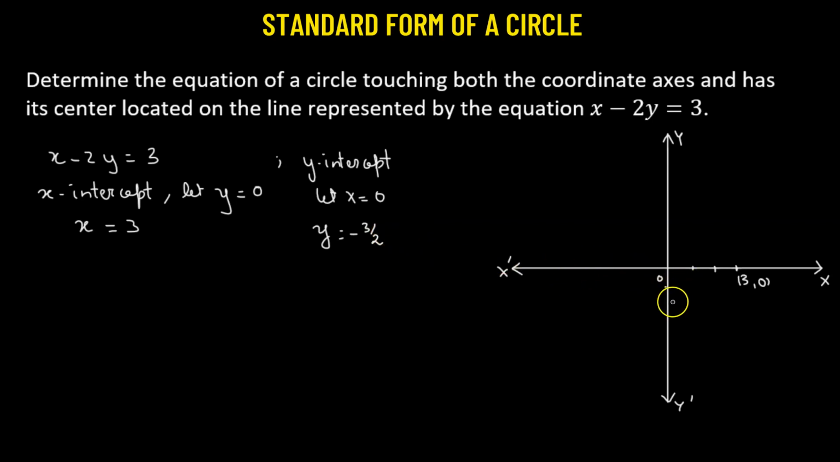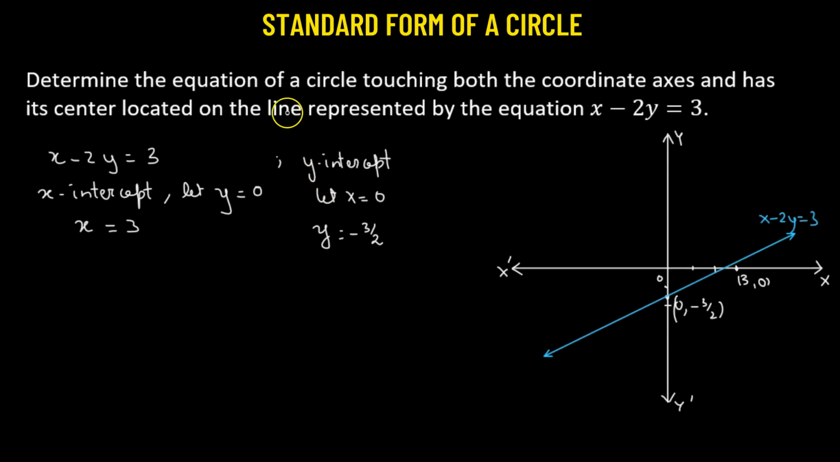Negative 3 over 2 means 1.5. So here we have 1, this is going to be 1.5, this is 2. The point between 1 and 2 is going to be 1.5, and it's on the negative y-axis. So we have (0, negative 3 over 2). That means our line must pass through the points (3, 0) and (0, negative 3 over 2).